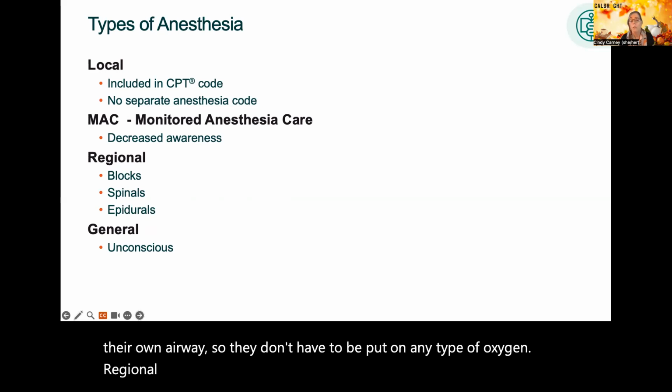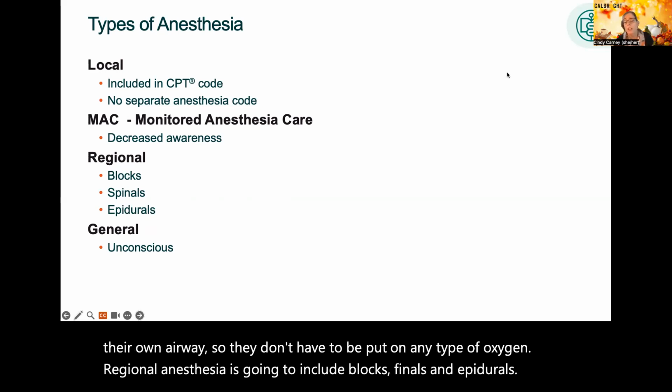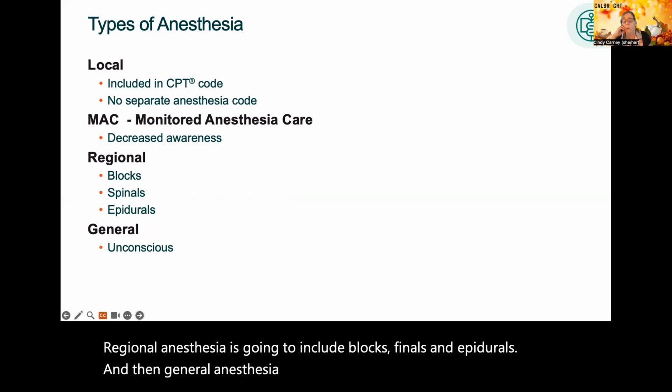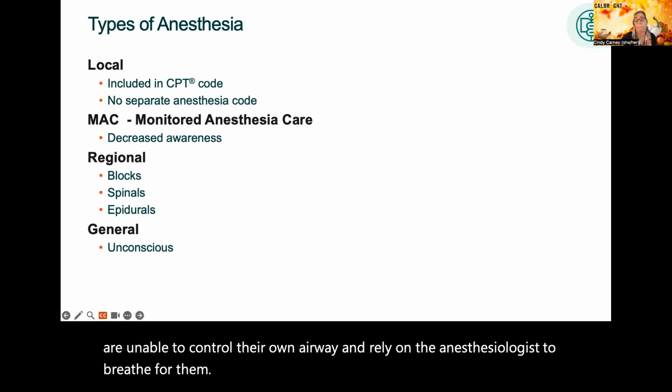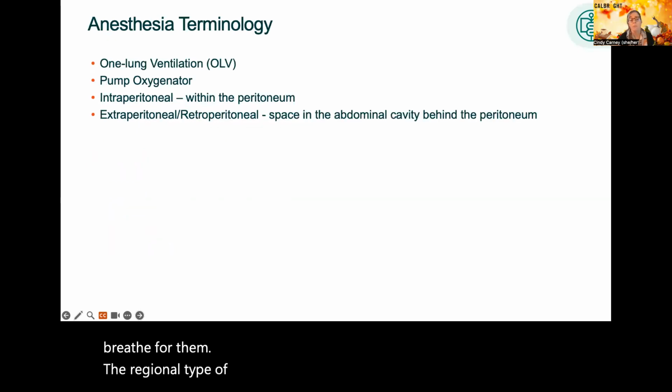Regional anesthesia is going to include blocks, spinals, and epidurals. And then general anesthesia is when the patient is fully unconscious, they are unable to control their own airway and rely on the anesthesiologist to breathe for them. The regional type of anesthesia is a lot of times used for pain control as well.